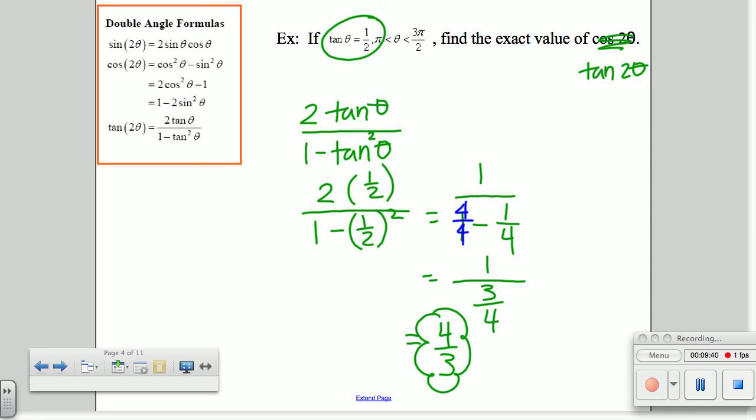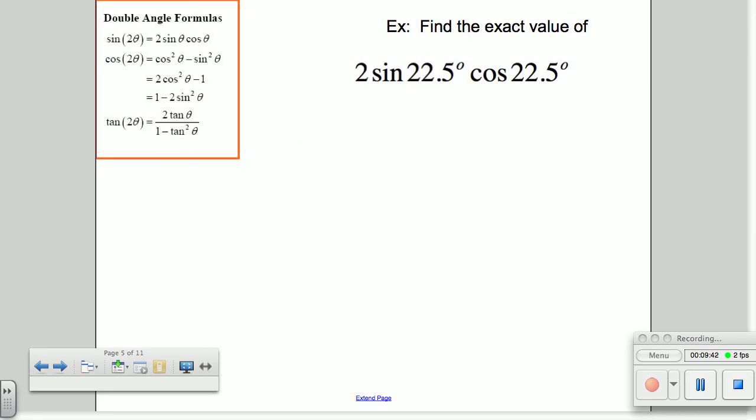All right, we have 2 more examples. Here's the next one. Find the exact value of 2 times the sine of 22.5 degrees, the cosine of 22.5 degrees. Now, the problem is that 22.5 degrees isn't on our unit circle. So let's just take a look for a minute.